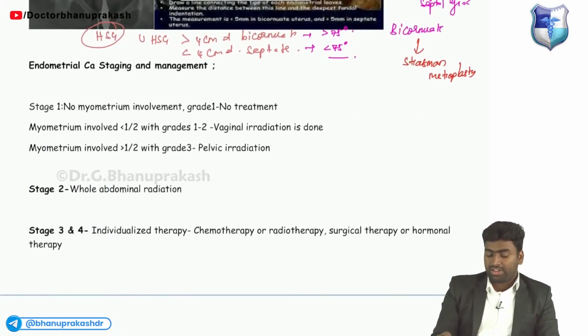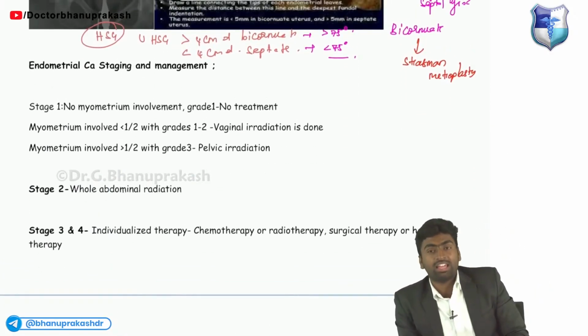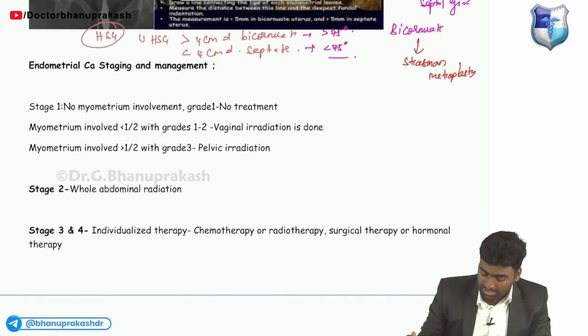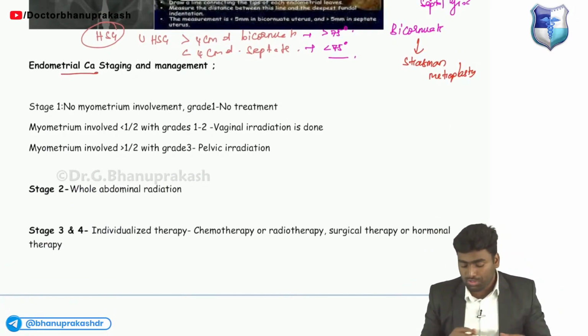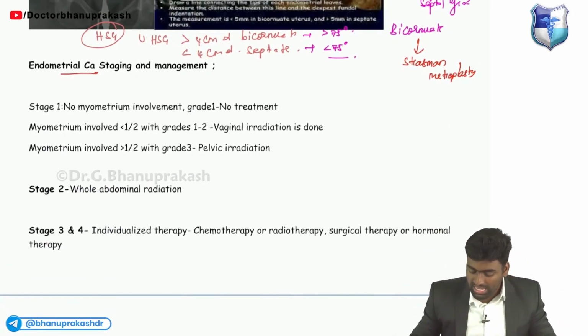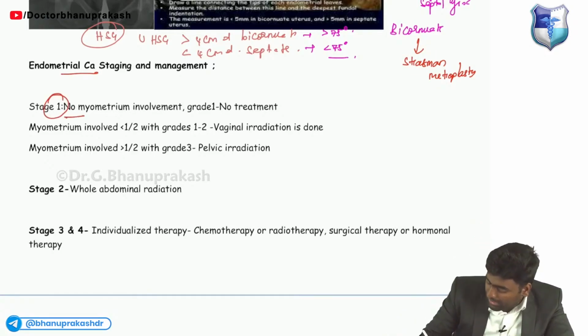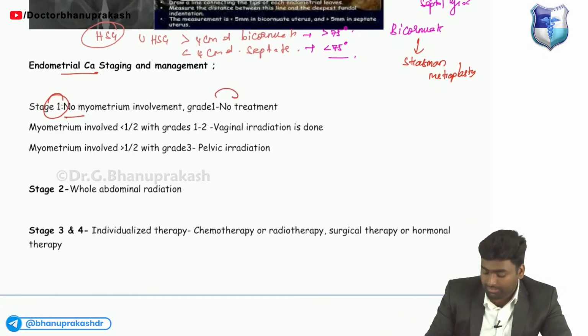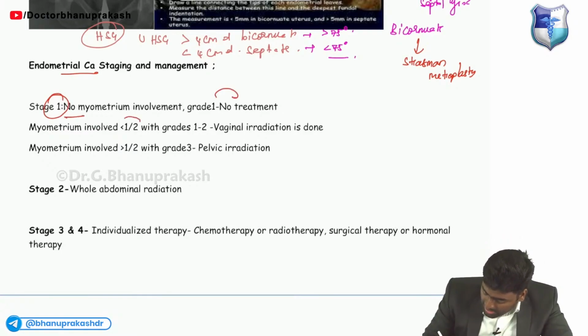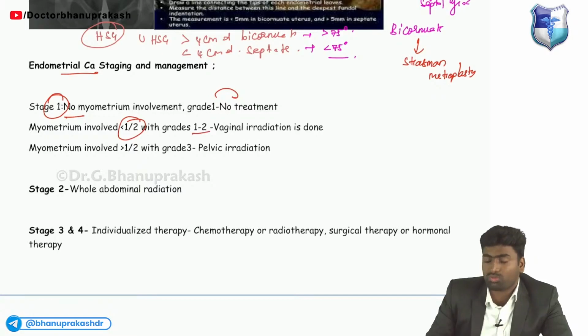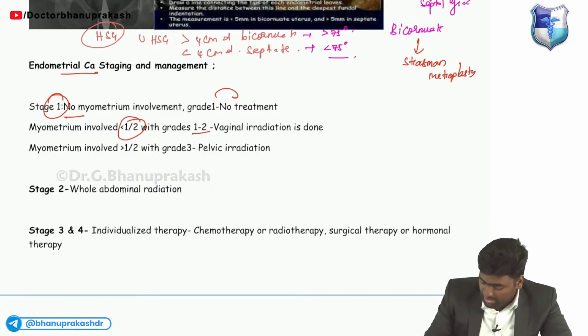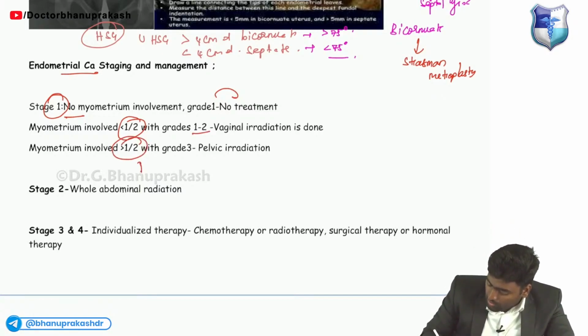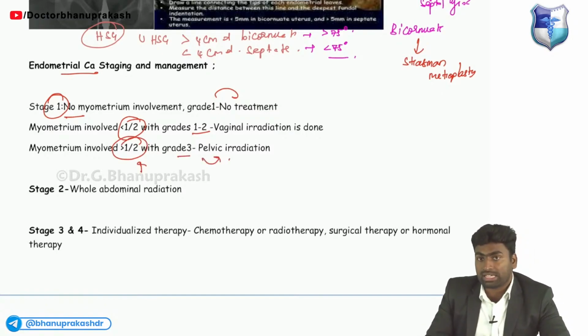Okay. The final part of this gynecology section is going to complete. So for endometrial carcinoma, you also need to know the staging. If it is stage 1, with no myometrial involvement, there is no need of any treatment. Whereas if half or 50% of the myometrium is involved, vaginal irradiation is done. Whereas if more than half is involved, it is grade 3 and we will give pelvic irradiation.